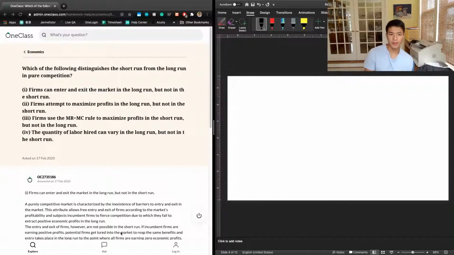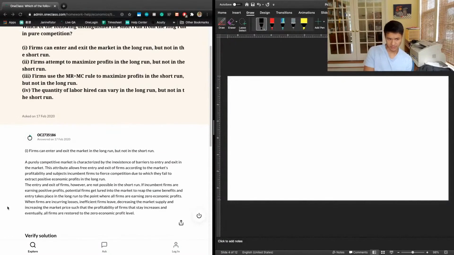And finally, four, quantity of labor hired can vary in the long run, but not in the short run. And labor is a variable input, not a fixed input, even in the short run. So it's very possible in the short run for firms to change how much labor they hire. So four is not going to be correct either. So one's going to be the best answer here.